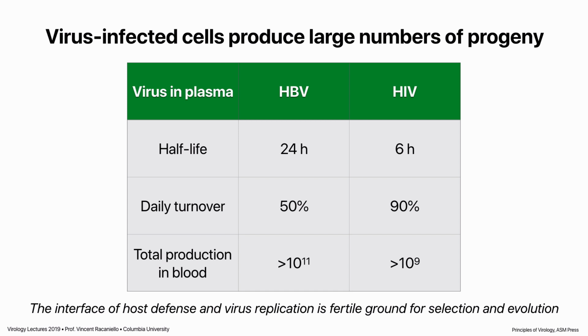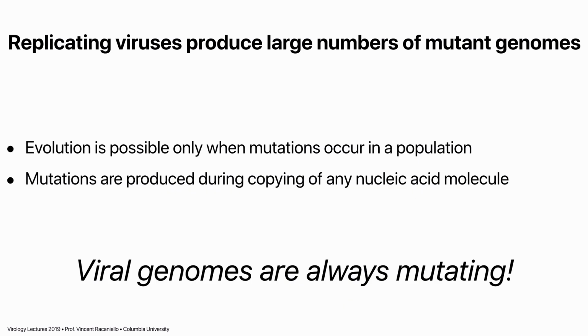You put a drug onto people who are infected with these viruses, likely there is already a mutant in the bloodstream that is resistant, as we showed the other day by looking at the mathematics. And it's not the case just for these viruses, but all other viruses are similar. Replicating viruses produce large numbers of mutant genomes, always. Viruses are always mutating. And you can only evolve if you have mutants, and they are produced during copying of any nucleic acid, including a virus, a bacterium, a fungus, a mouse, a human.